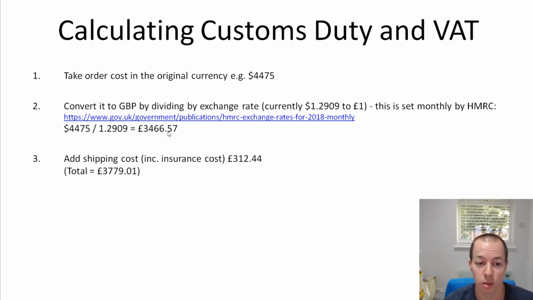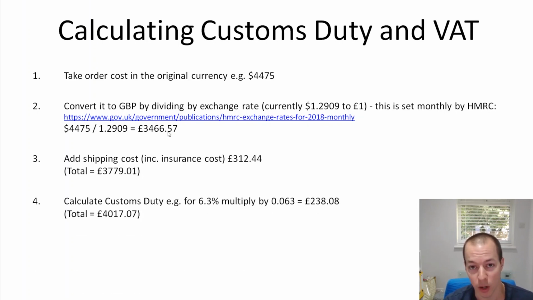The next thing we need to do is add the shipping cost. So it cost me £312, that's what my freight forwarder charged me, so I need to add that on. And then that also has to include the insurance cost if you paid it as well. And it's at that point you apply the customs duty. So the customs duty is applied to your product cost and your shipping cost together.